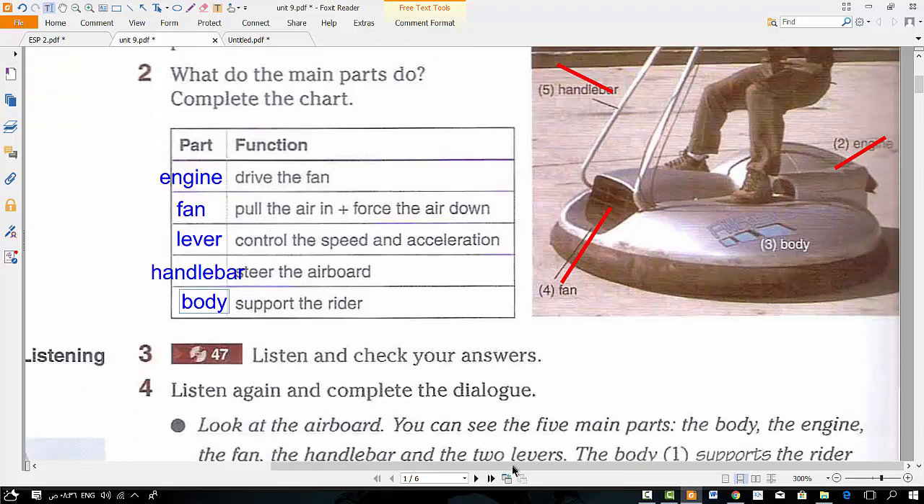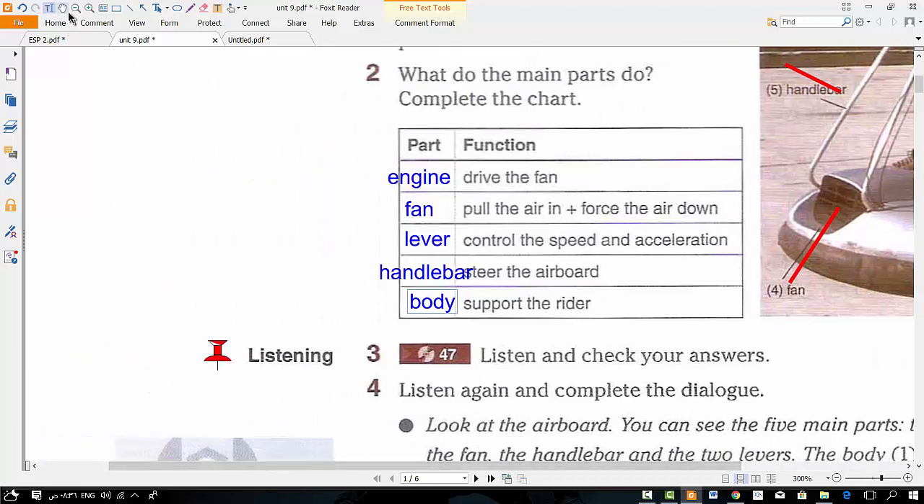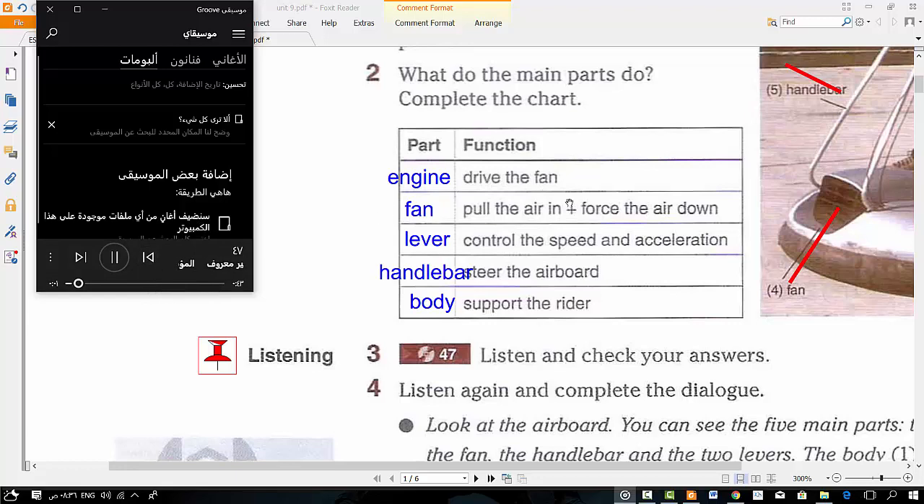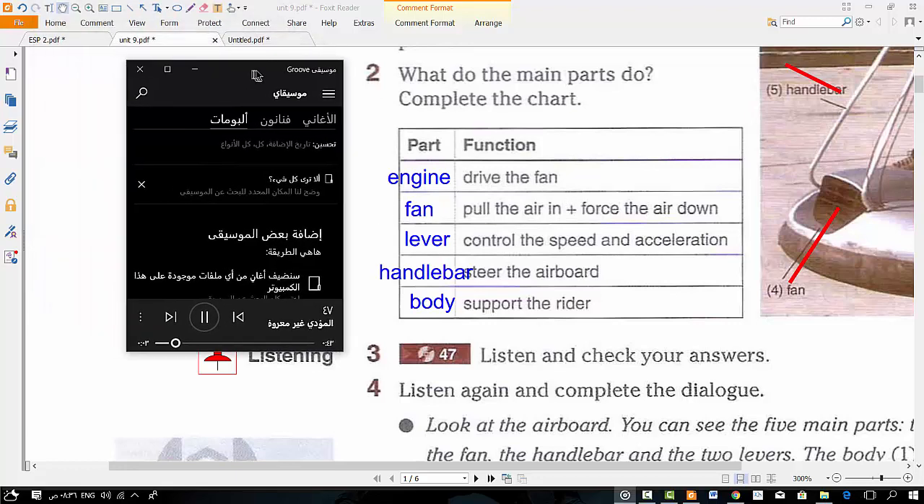Listen and check your answers. Okay, let's listen and check. Unit 9 Troubleshooting. Recording 47.